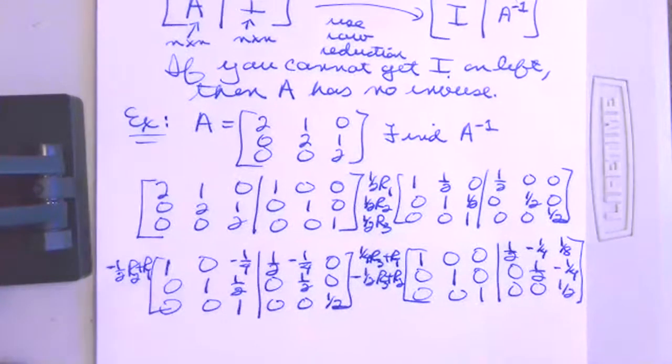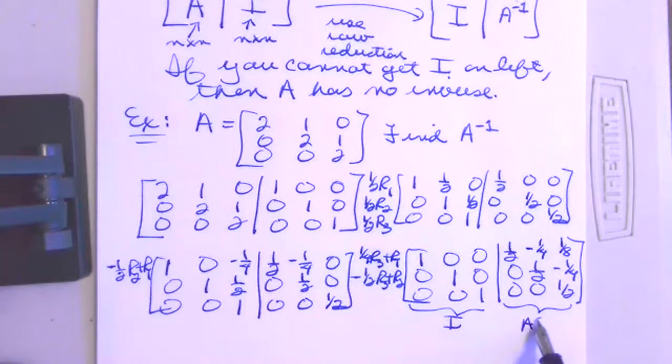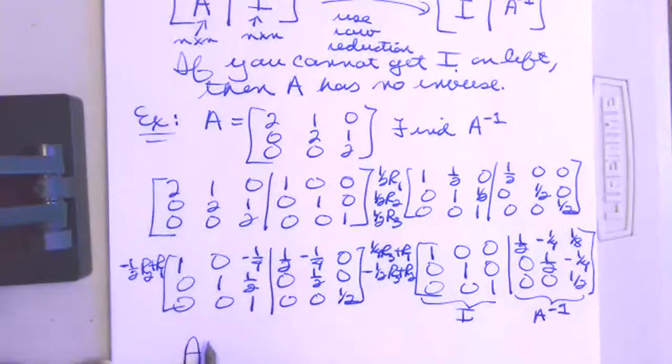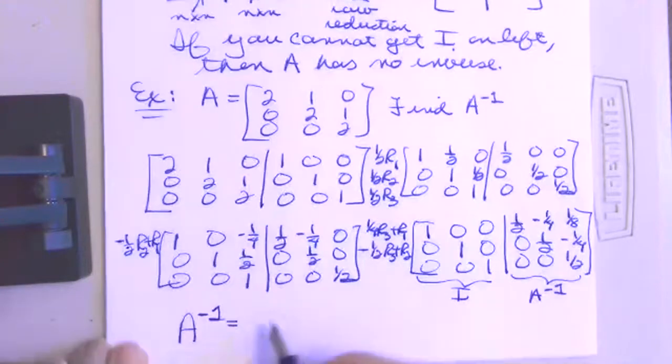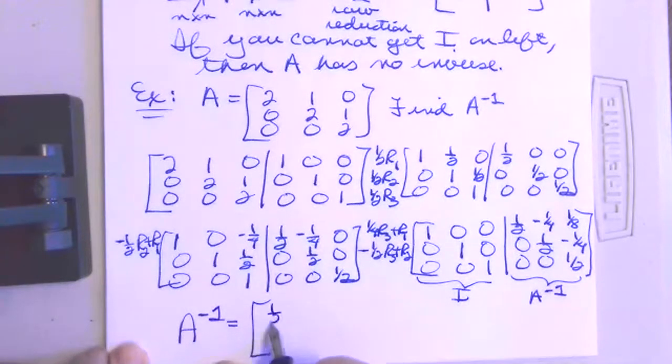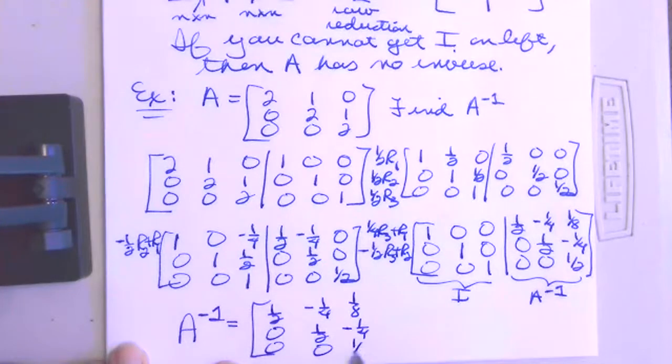Okay, so now you can see I have the identity over here. So what's left over here is A inverse. And A inverse then is equal to 1/2, minus 1/4, 1/8, 0, 1/2, minus 1/4, 0, 0, 1/2.